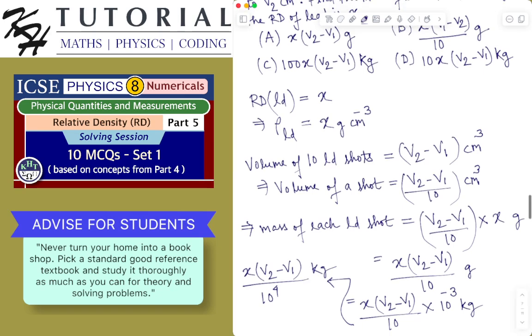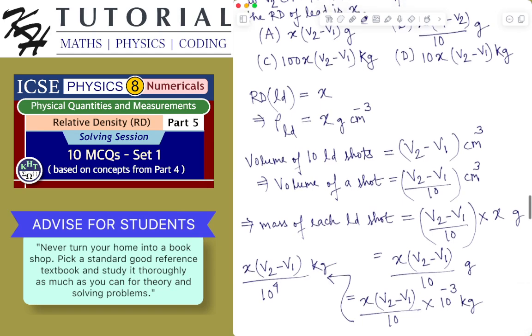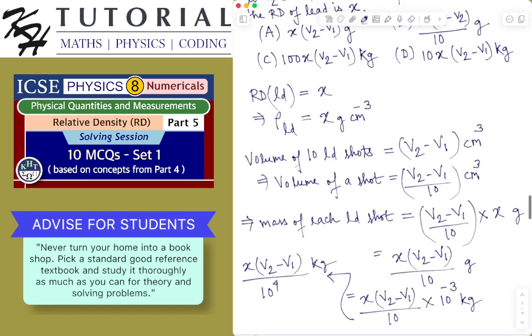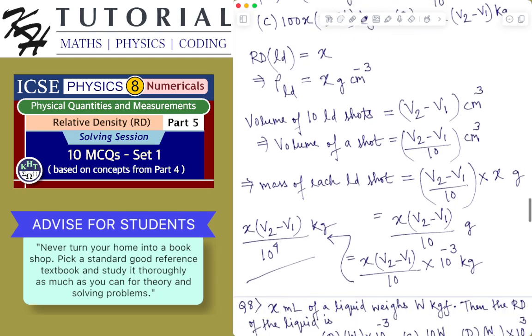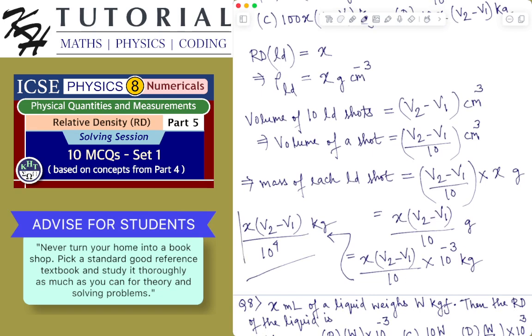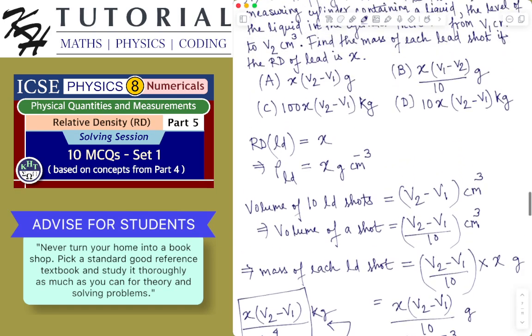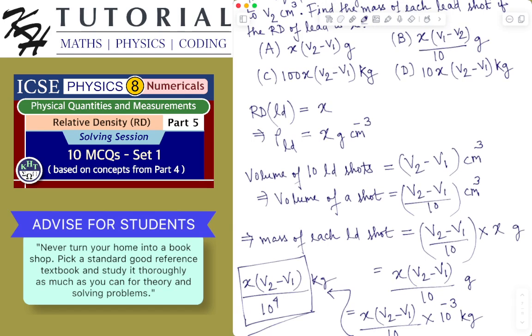I think I gave the choices C and D incorrectly. One of the choices should match with the correct answer that I am getting, which is x multiplied by V2 minus V1 whole divided by 10 to the power 4, this much kilogram. So this should be the answer, and none of the choices is matching. So it's my mistake that I could not provide the correct answer in one of the choices.